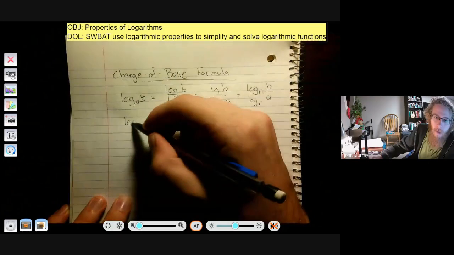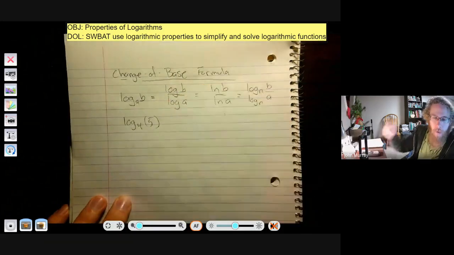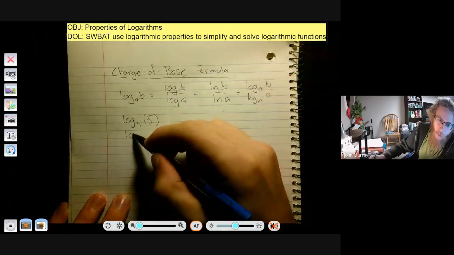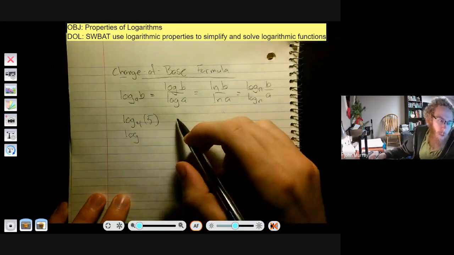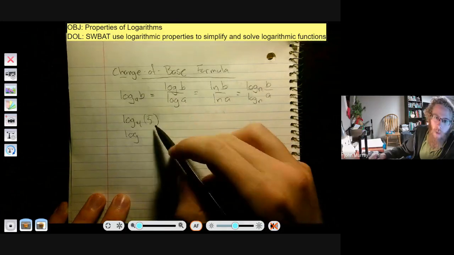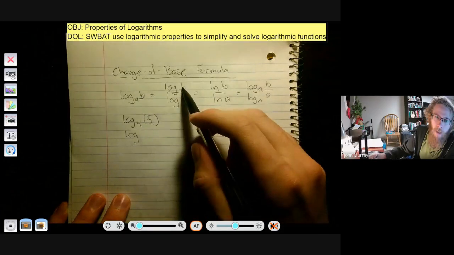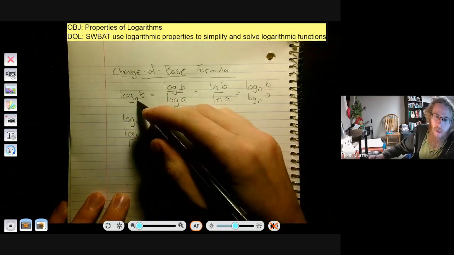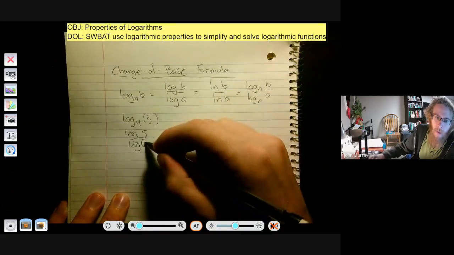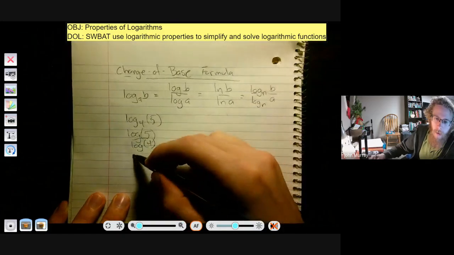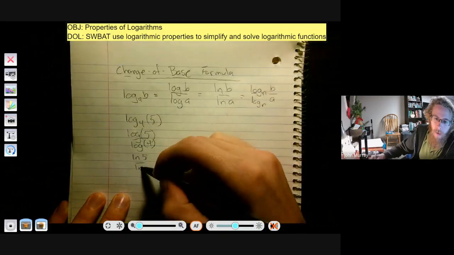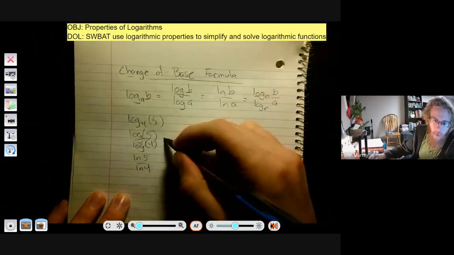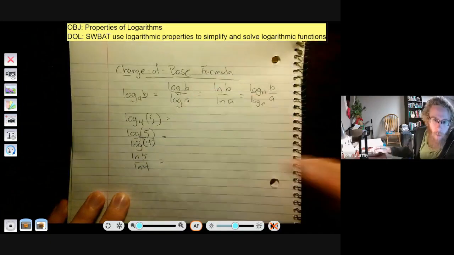All right, so let's actually take a look at log base 4 of 5. Let's do it with both. The only thing that we have to be careful with here is to make sure that the number that you're plugging in is always the number in the numerator, and your base number is always in the denominator. I'm going to calculate all of these, and we're going to see that they are in fact the same number.